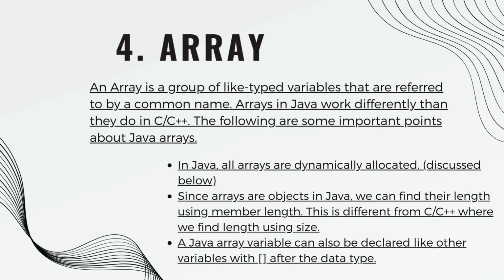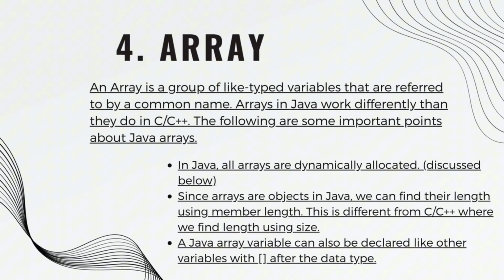Array. An array is a group of like-typed variables that are referred to by a common name. In Java, arrays work differently than in C++. In Java, all arrays are dynamically allocated. Since an array is an object in Java, we can find their length using the member length. This is different from C++, where we can find the length using size. A Java array variable can also be declared like other variables with square brackets after the data type.